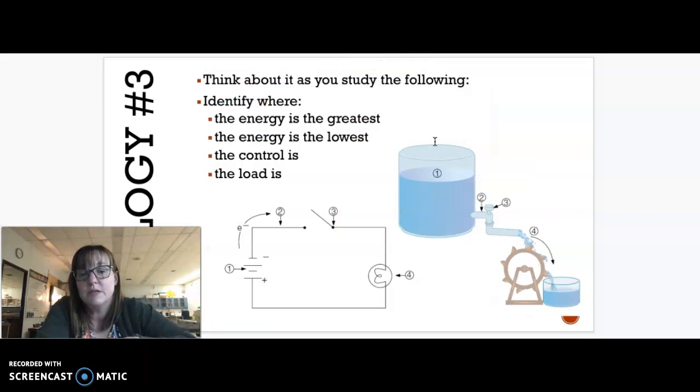In doing this, this is the one from the textbook. This is the one that grade 9 students get all the time. If you're looking here, I want you to think about this one on your own. Where is the energy the greatest? Where is it the lowest? What is your control, meaning what is your switch? And what is the load? The load is where you transform the energy. So look at this one and think about it, and then we'll go over this one later.